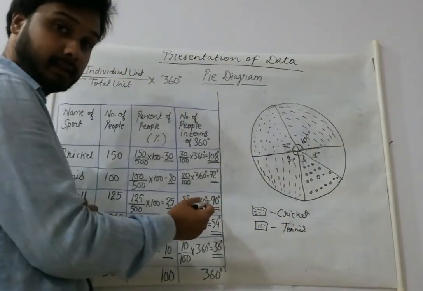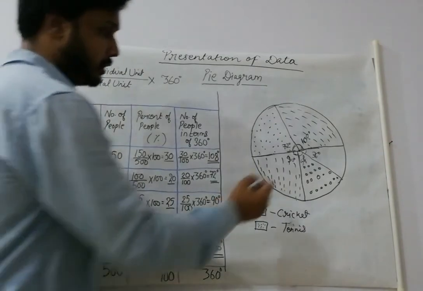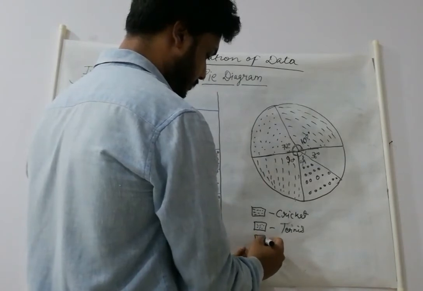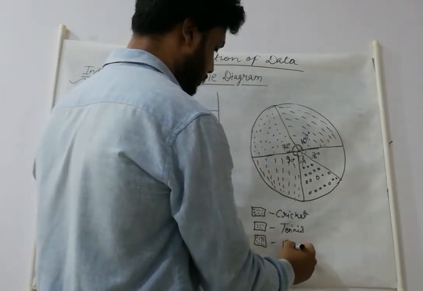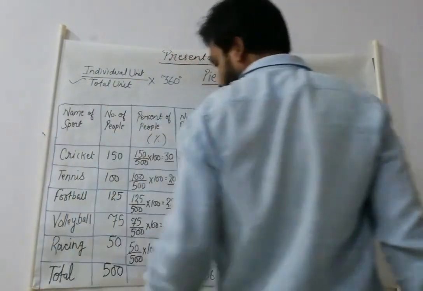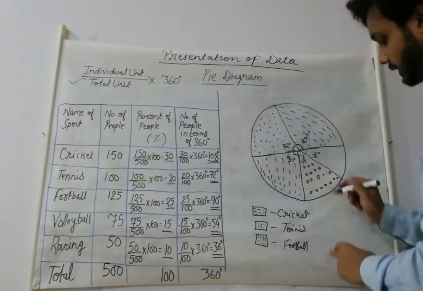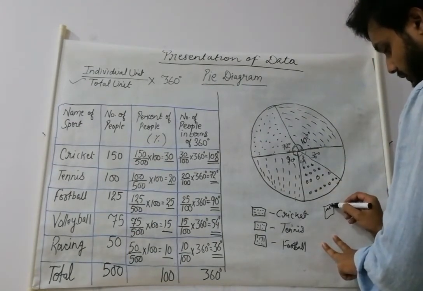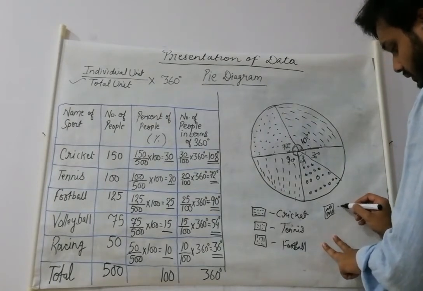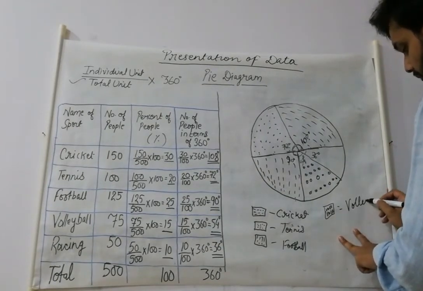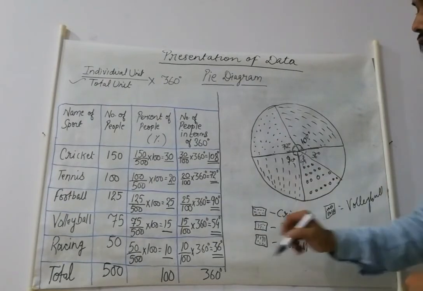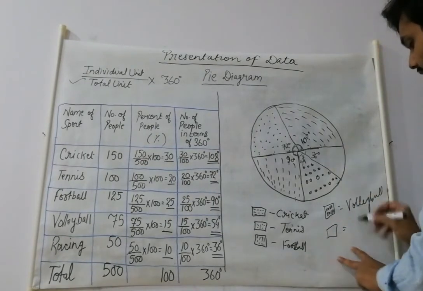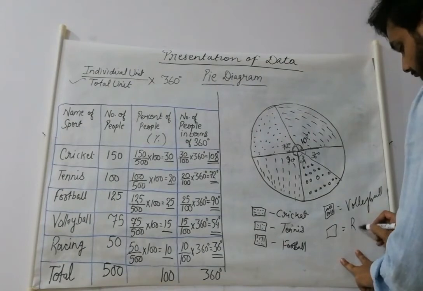Then the next one is 90 degree. 90 degree is representing football. Make the same design here. This will represent football. The remaining one is volleyball, that is 54 degree. Make the box here, make the same design. This is our volleyball. And the last one is racing. Racing we have left blank. It means that the blank area, 36 degree, is representing racing.